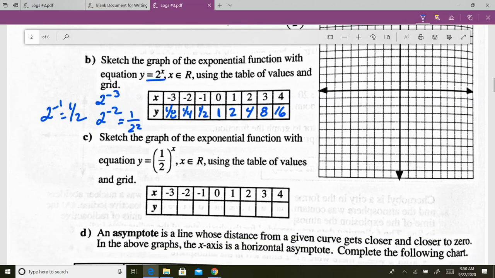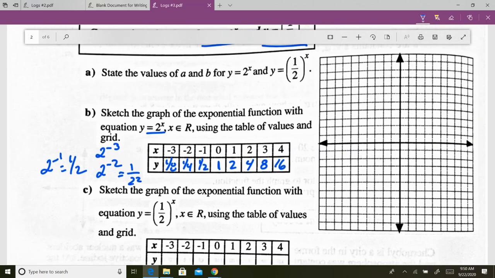Okay, so let's plot those. Now the 1/8, 1/4, 1/2, just make little tiny dots. Who cares? It's the other stuff after. So I'm just going to start with 0 and 1, 1 and 2, 2 and 4, 3 and 8, and then 4 and 16 would be off the page. And the other ones are really small. So that is 2 to the power of x.